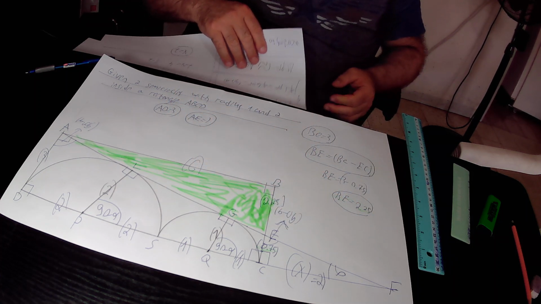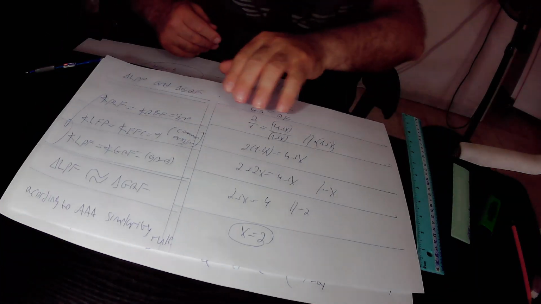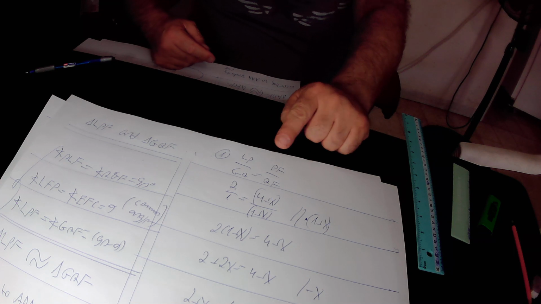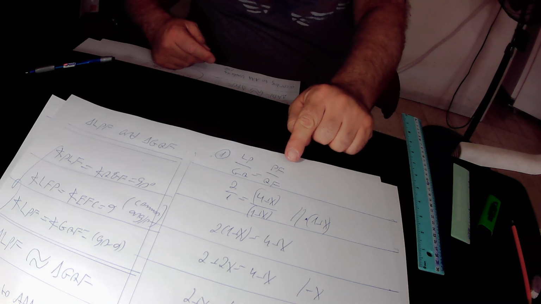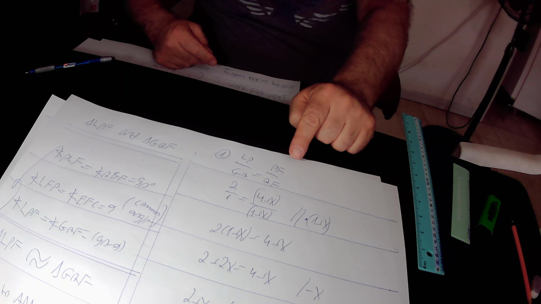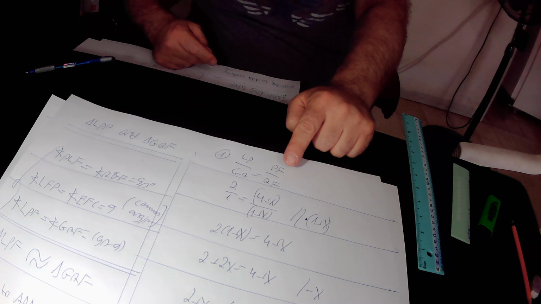So I repeat again. We derive that side LP in the big triangle over side GQ in the small triangle equals side PF in the big triangle over side QF in the small triangle.